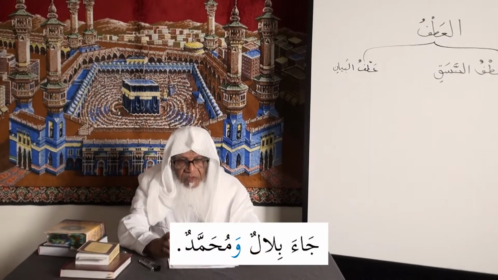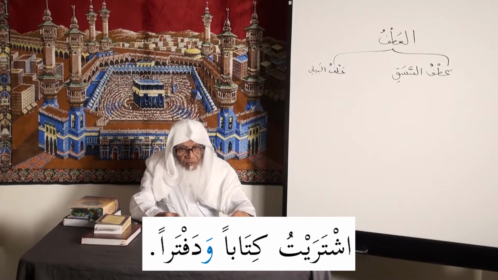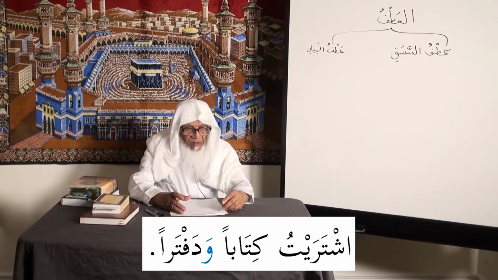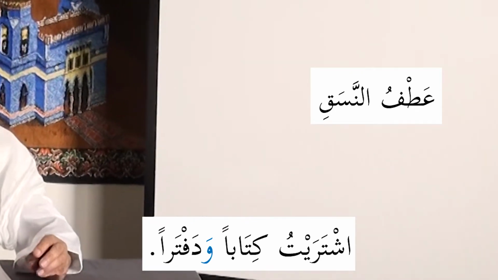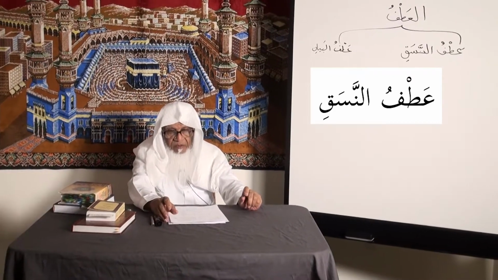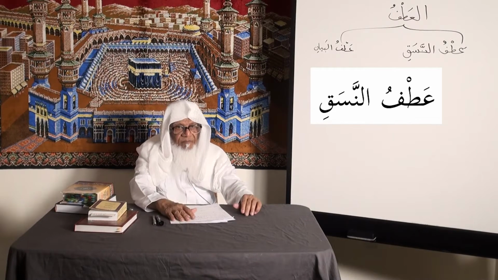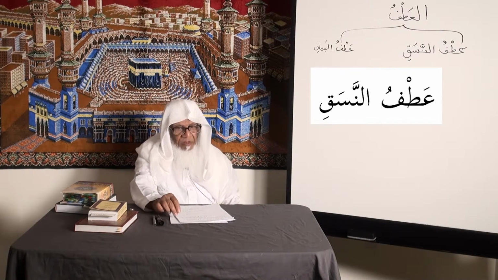For example, جاء بلال ومحمد. اشتريت كتابا ودفترا. I bought a book and a notebook. دفترا، كتابا ودفترا، عطف المعطوف عليه. That is actually what is known as عطف النسق. نسق means arrangement. So عطف النسق means the particles which arrange the words one after the other, like kitabun wa qalamun.